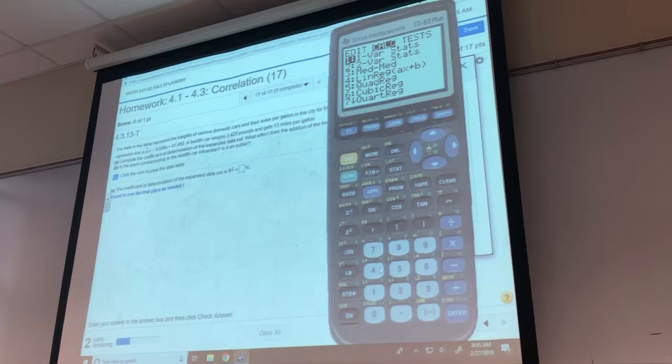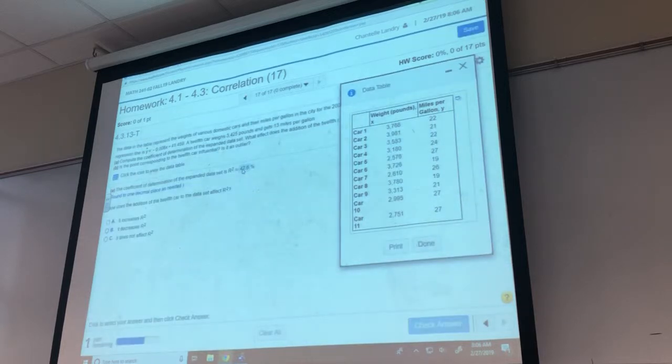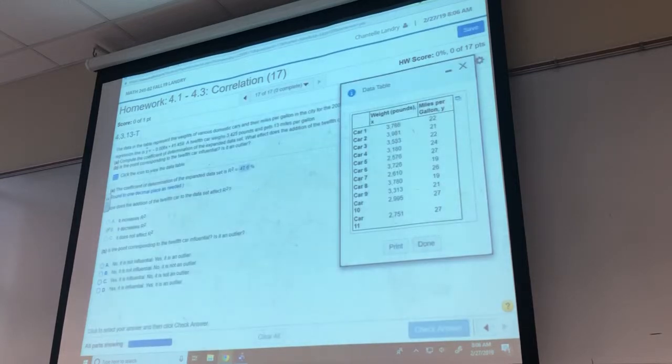Stat, calc 4. First one I'll just put in my r squared. Move my decimal over, so it's 47.6. Around it. So I think it's going to decrease it. Okay, and then this part they just ask you and it's multiple choice.